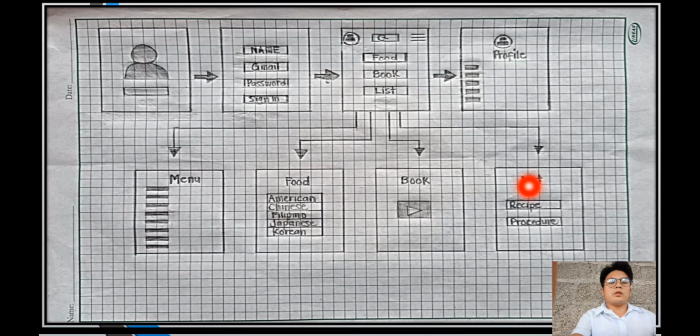The recipe button will show the pictures of ingredients to the menu you choose from the food button. For instance, you choose Korean food from the food button. The book button and list button will also correspond to the videos and recipe photos that you have selected. The procedure button has many different videos that guide the cooking procedure and preparation. To discuss further about the wireframe, let's go to the next slide.